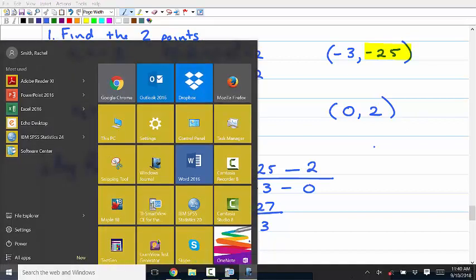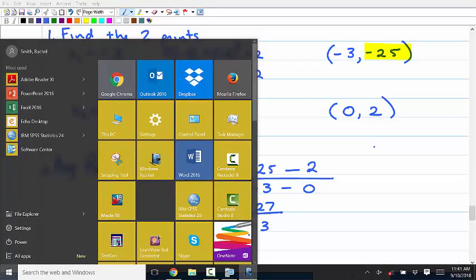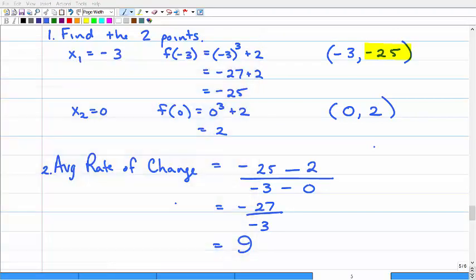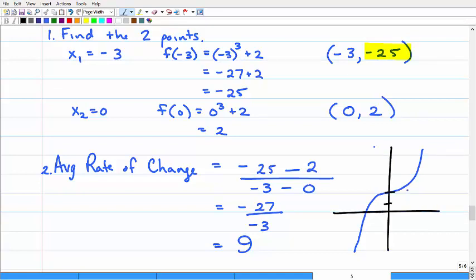If I were to go graph it, it's not going to let me do it. Anyway, if I were to graph x cubed plus 2, it would look something like this. And if I went from x equals negative 3 to x equals 0, that secant line would look like that, and the slope of that secant line would be 9.